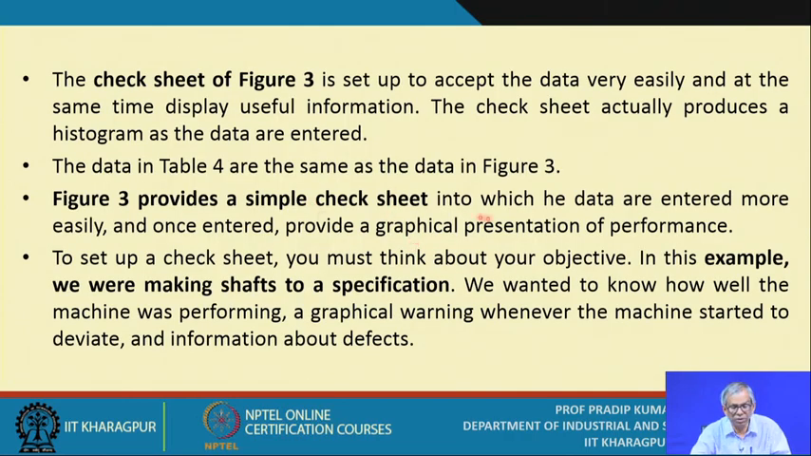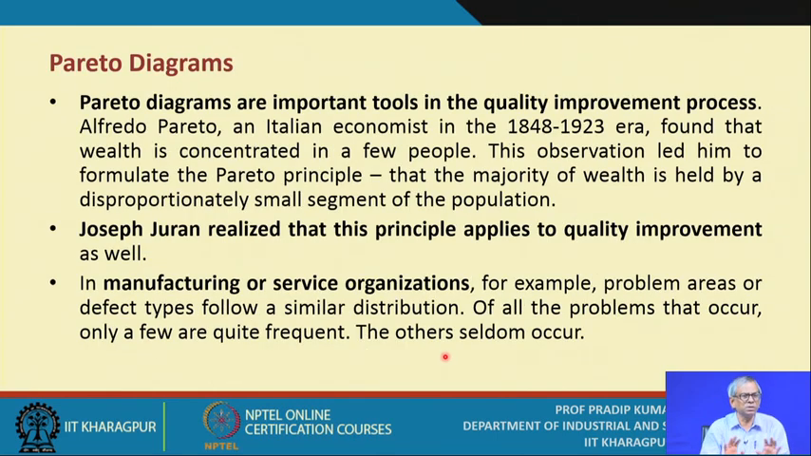So, this is a simple check sheet. The entries in figure 3 are made more easily, and once entered provide a graphical picture of the performance. To set up a check sheet, you must think about your objective. So, in these examples, we are making shafts to a specification. We wanted to know how well the machine was performing, a graphical warning whether the machine started to deviate, and information about defects. So, this is the general information you get out of this check sheet.